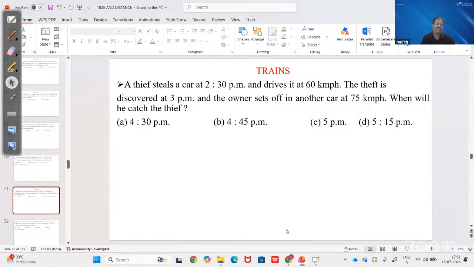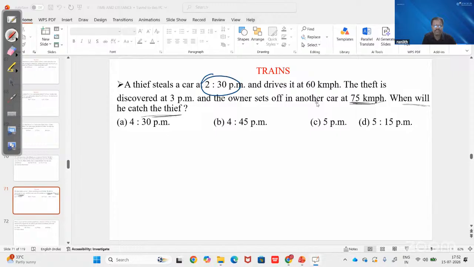A thief steals a car at 2:30 p.m., drives at 60 kilometers per hour. The theft is discovered at 3 p.m. The owner sets off in another car at 75 kilometers per hour. When will he catch the thief? So both of them are chasing in the same direction. The thief's car started at 2:30, the owner started at 3 p.m. So what is the difference of time in the sense? Half an hour.